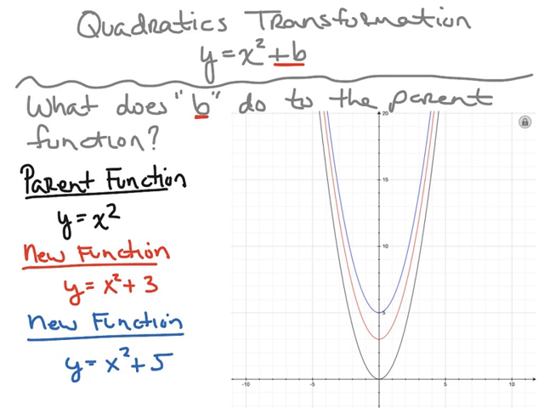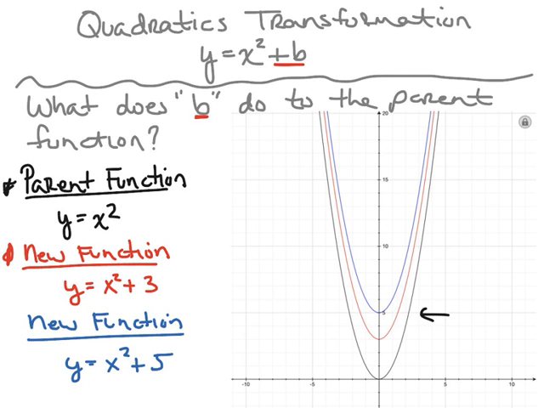So the first thing we're going to start with is our parent function. And I've got that graphed already. Remember, our parent function is y equals x squared, and that's the black graph that you see over here. So what we're going to do is add a value to that x squared. If you look at this first one here, y equals x squared plus 3, all I've done is add 3 to the x squared. And we're going to take a look at what exactly that plus 3 did to our parent function.